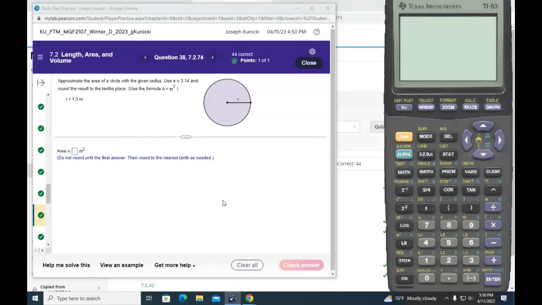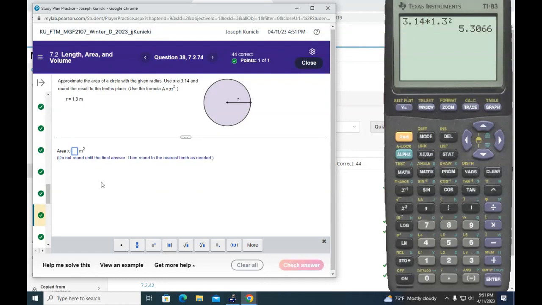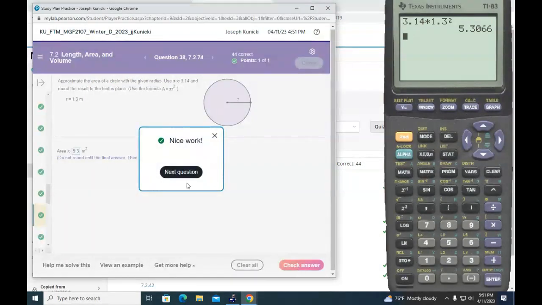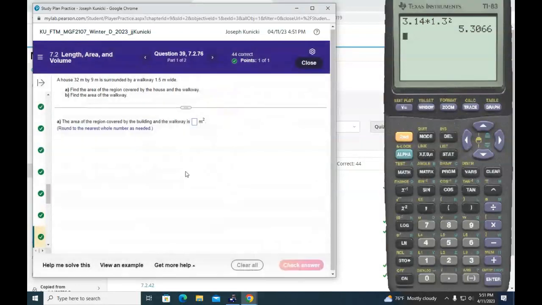Yeah, I like it. Okay, so we use pi r squared. So they said use pi is 3.14, so I don't have to put in the exact value. And r squared, so it's times 1.3 squared. And round it to the nearest tenth, so 5.3 square meters. All right, so that was easy.